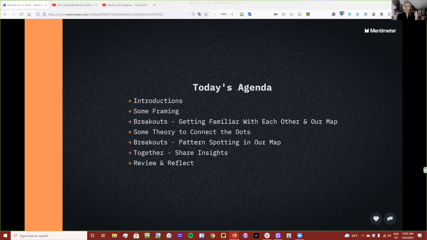And then I'm going to share some theory that, my hope is, will connect the dots between this high level vision about social system mapping and what we're doing when we're looking at a social system map. Then, having connected up some theoretical dots, we're going back into breakouts to do what we call pattern spotting with our map. Then we'll come back together and share the insights you got from the pattern spotting, and do a quick review and reflection of today's session.